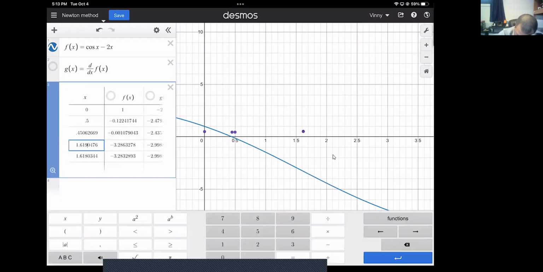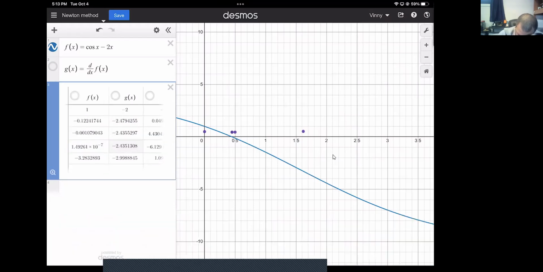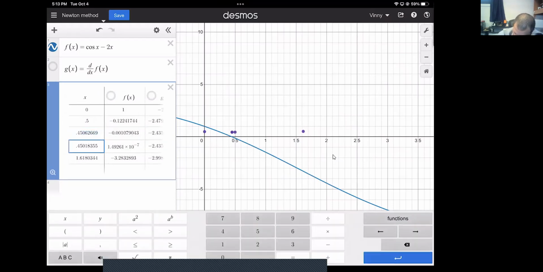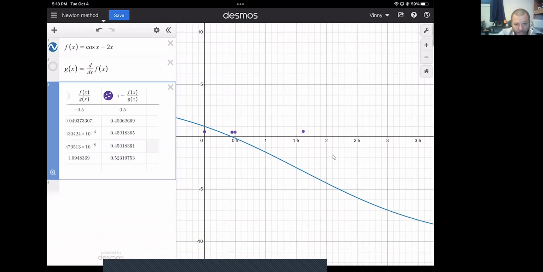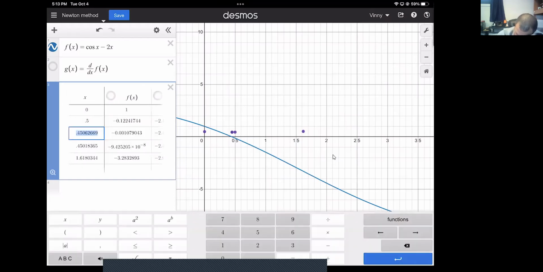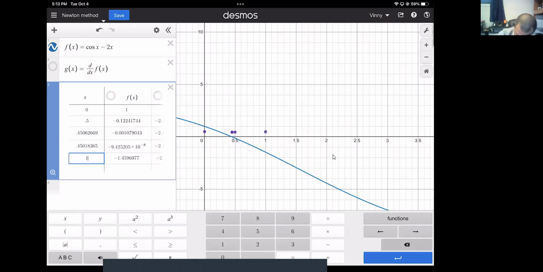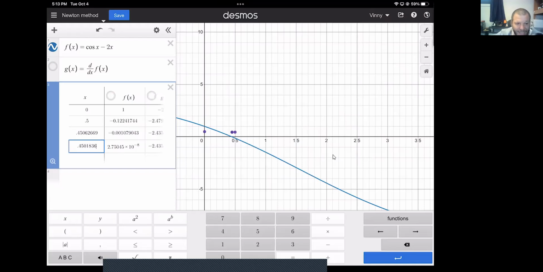Something like 0.4501, 8365. I was just talking about how good my memory was, and then that happened. Then if I plugged in that value, I would get 0.45018361. So we can see that we're converging to 0.45 and some change.